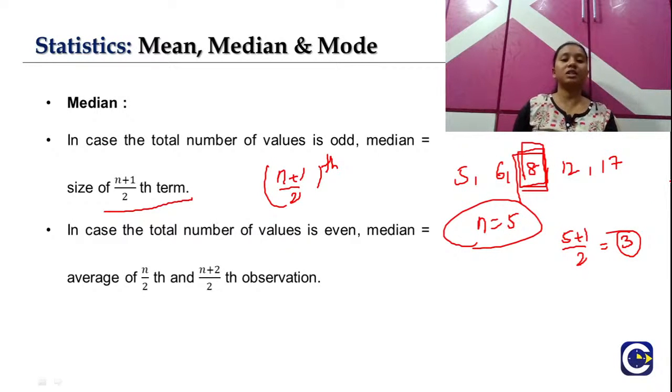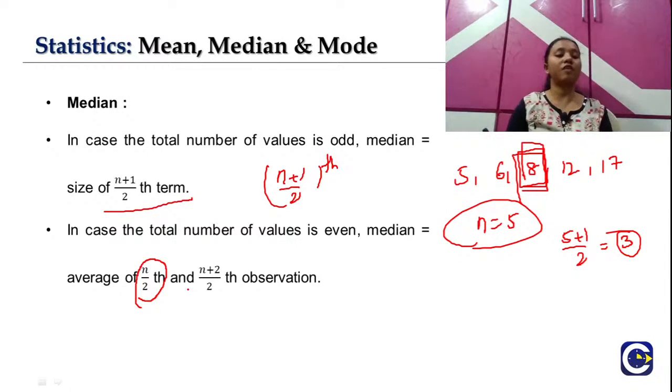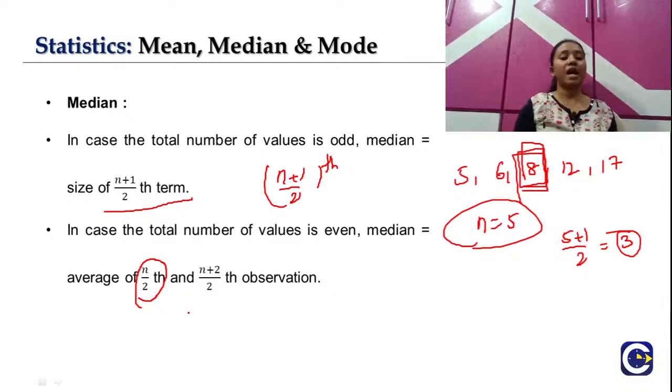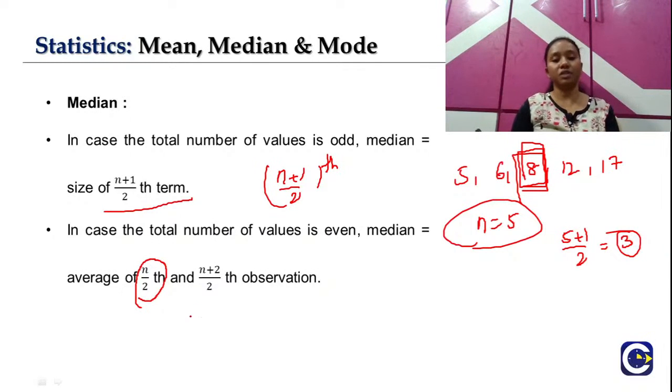The same with the next one, when we have an even number of terms. When we have an even number of terms, there will be two middle terms. Then we have to take the average of those two terms. So when n is even, which means the total number of values present in the distribution is even, the median is the average of the n by 2th term and the (n plus 2) by 2th observation.